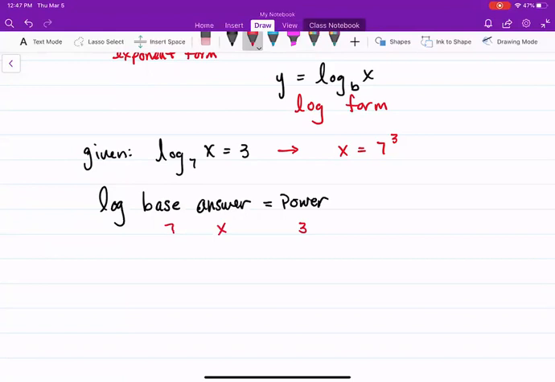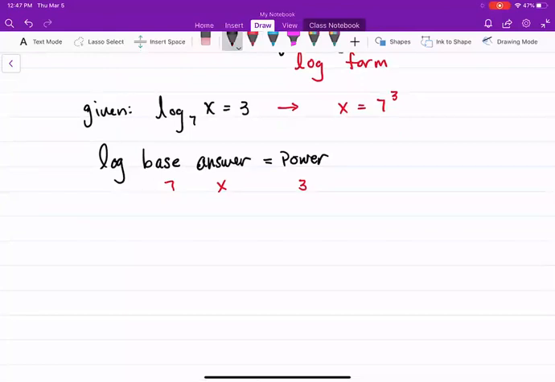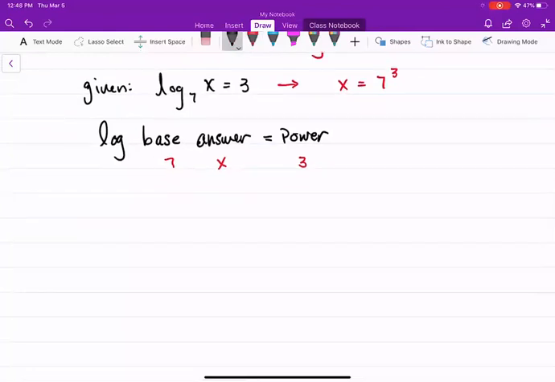Okay? Now, you guys can come up with anything you want, but that's how I remembered it. And that's what helped me kind of go back and forth. It might not work for you. You'd be like, what does that even mean? Log base answer equal power. All right? And I was trying to pronounce it like an acronym, and it's like BAP. I don't know. So, all right.